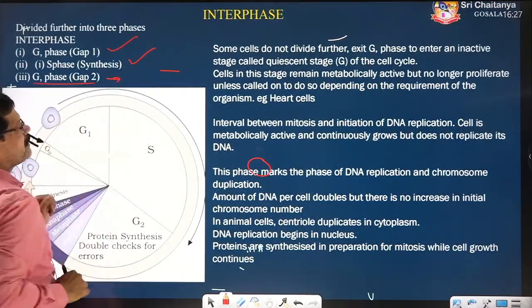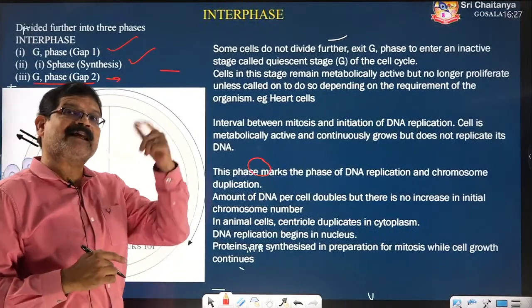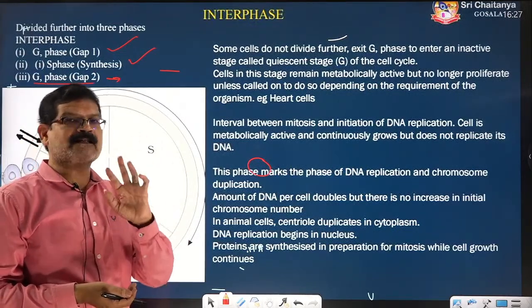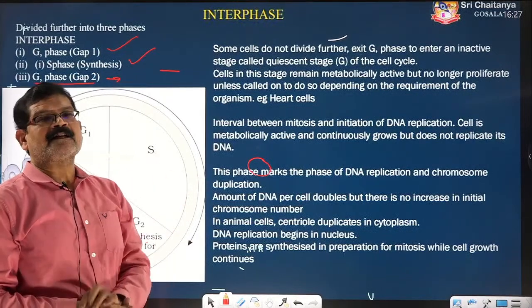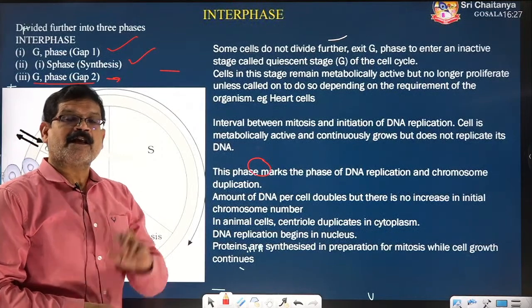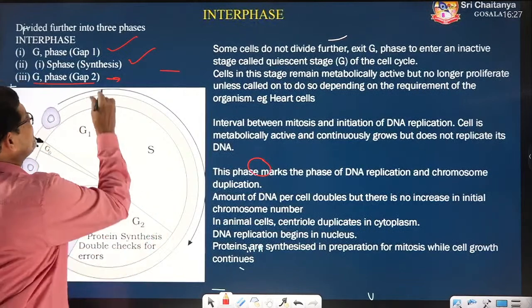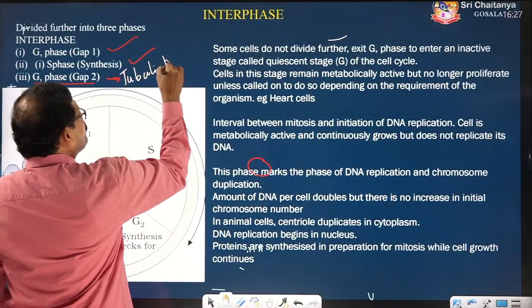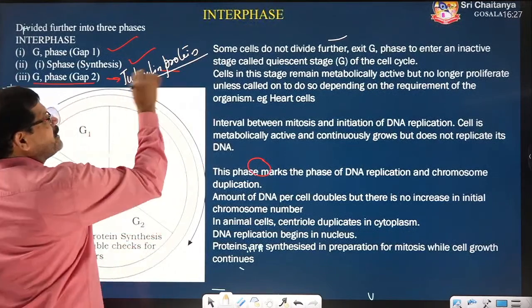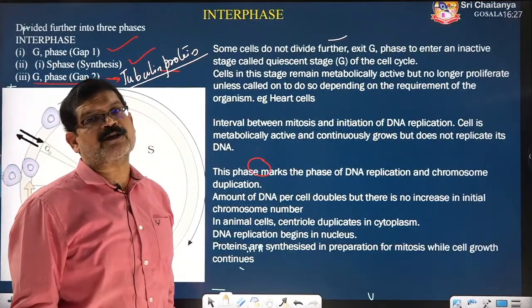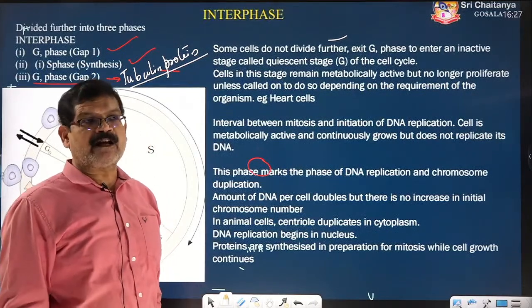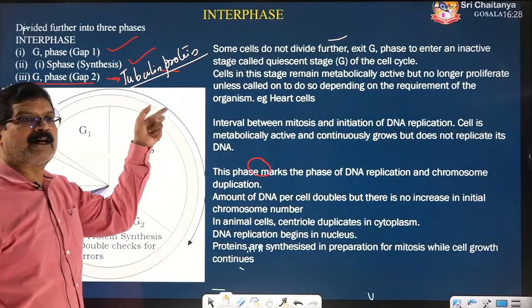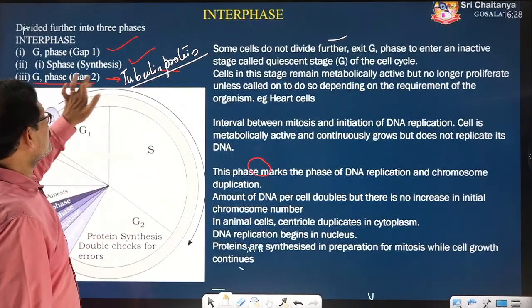G2 phase, what happens in this? In the G2 phase, the cell increases in its size. Apart from this, synthesis of proteins and RNA occurs. Another thing is that a special kind of protein is synthesized in the G2 phase, called tubulin protein. Why this tubulin? These tubulin proteins are mainly useful for the formation of spindle fibers, which is very important. This is the G2 phase, or the gap 2 phase.